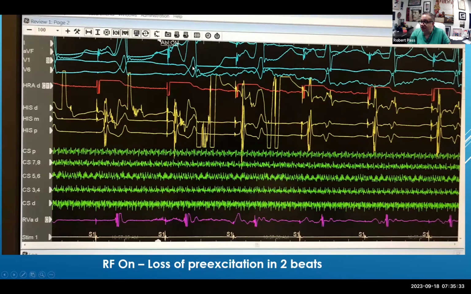And so here we are. We turn on radiofrequency energy. Presumably we've done that testing multiple times. And what we see here, if you just look at the surface electrocardiogram, is that basically we're less pre-excited, and then on the third paced beat from the time we turn radiofrequency energy on, we have lost pre-excitation. And you notice the difference in the His bundle, how we now have a His and we did not before.